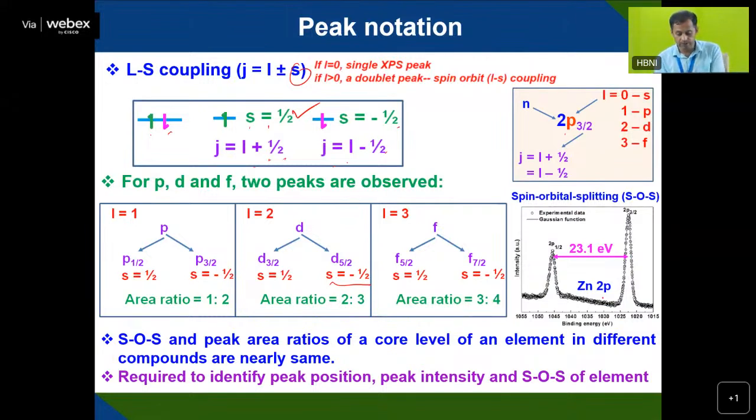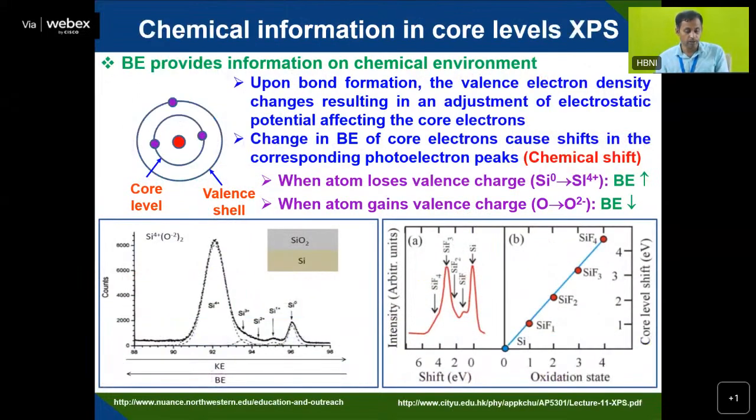Then if we see the zinc example, zinc 2p1/2 and zinc 2p3/2, there is a spin-orbit splitting distance equal to 23.1 electron volts. So from this, it is required to identify the peak position, peak intensity, and the spin-orbit coupling, and then you can identify that particular element. The information you get from XPS analysis is from the core level.